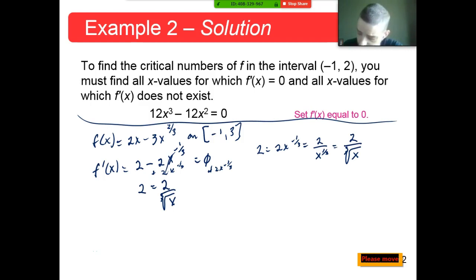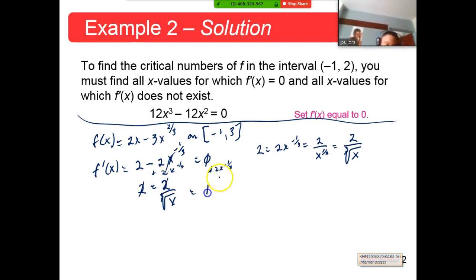Now, one thing sort of pops in my mind first. I can divide both sides by 2, and this becomes a 1, and that becomes a 1. So this is going to be 1 is equal to 1 over the cube root of x. Okay? Now, there's two questions we have to ask about this first derivative. What are they? We set it equal to 0, okay?